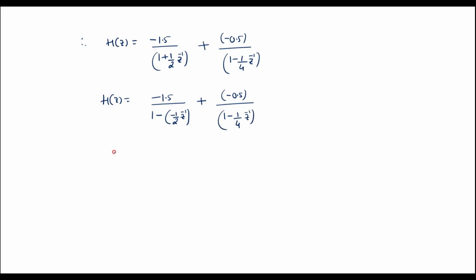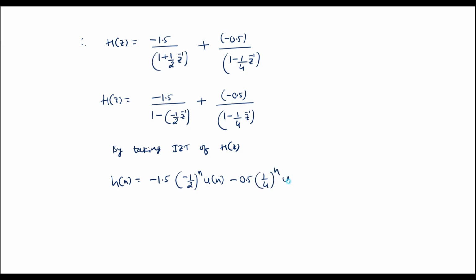So now by taking the inverse z transform of H(z), we will get h(n) equal to -1.5, which is a constant, times the inverse z transform of 1 upon (1 - 1/2 z^-1), which is given by (-1/2)^n u(n), plus -0.5 (1/4)^n u(n). So this is the required impulse response of the system.